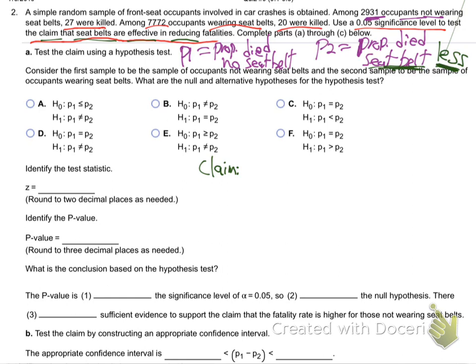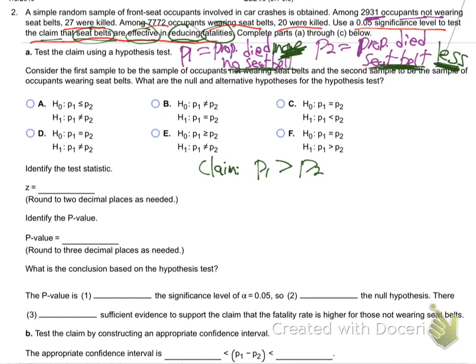Because that's what it means, right? For seatbelts to be effective in reducing fatalities, they're making those who wear seatbelts have less fatalities. So we're saying P2 is less. So the claim is P1 is more than P2. Those that have no seatbelts have more fatalities. Those that wear the seatbelts have less.